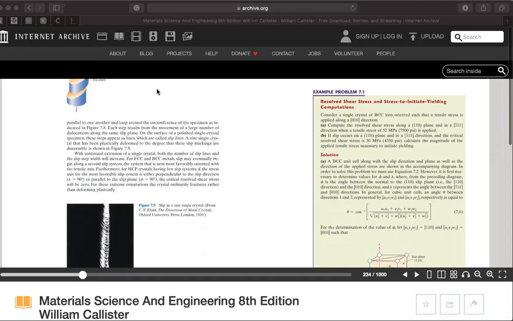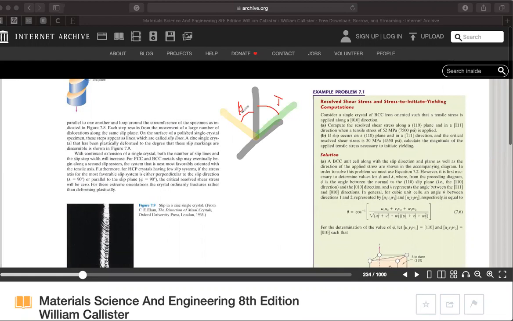So lambda, this is whatever you are applying, okay? And this is the normal to the surface, and this is the slip direction. So this angle between your applied load and the slip direction is called lambda, and this one is called phi.